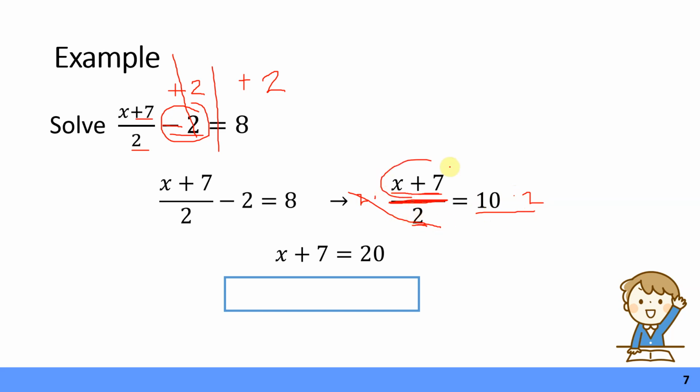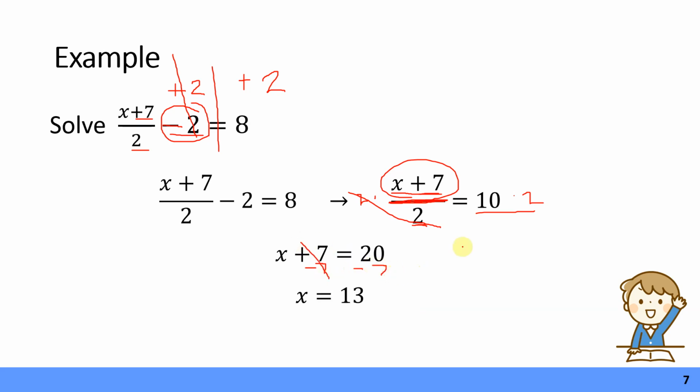And then look at that. I'm just left with this right here. That's it. And hopefully you know what to do from here, right? What's the opposite of plus 7? It means minus 7. So what would be my final answer? What is 20 minus 7? That would give me 13. Look at that. That wasn't that bad, even though it looked scary at the beginning.